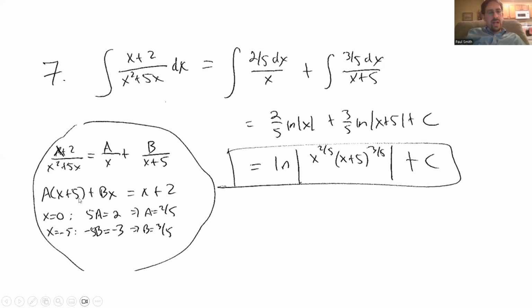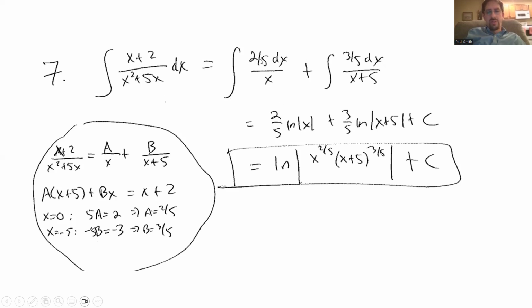The other one I want to try is x equals -5. When I plug that in, I get just -5b, which equals -5 plus 2, which is -3. So b is equal to 3/5. In other words, we can decompose this fraction into 2/5 dx over x plus 3/5 dx over x plus 5.